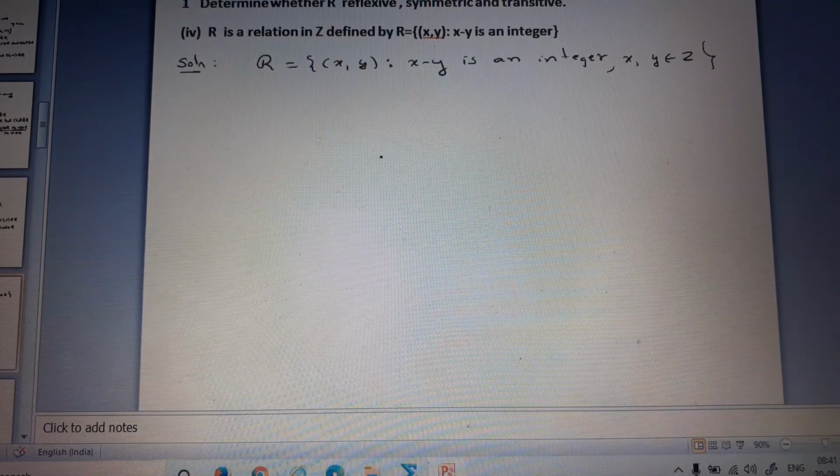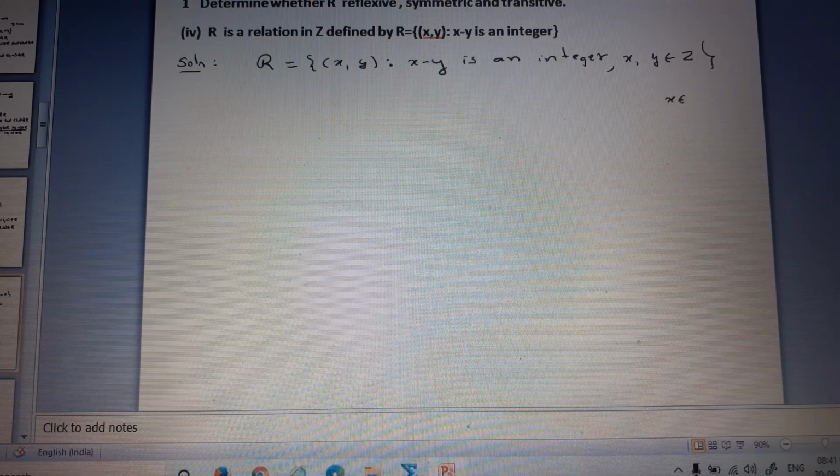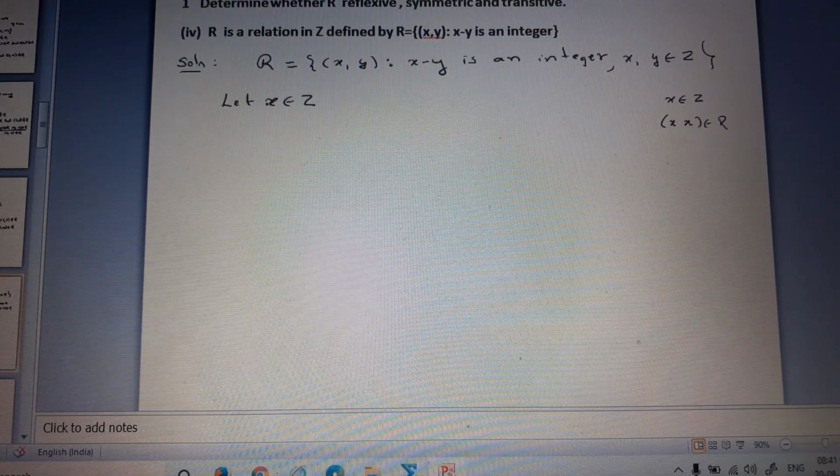Now recollect the definition. What is the definition of reflexive relation? For x belonging to Z, I should show that (x, x) belongs to R. This is the starting point. Therefore, I will start now like this. Let x belong to Z. Let x be an element of Z.